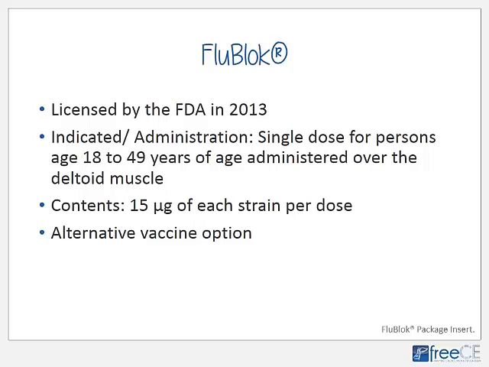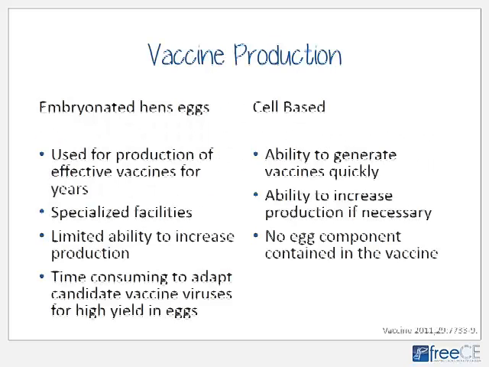Our next product is FluBlock, again licensed in 2013. It is indicated as a single dose for people between the ages of 18 and 49. Same administration over the deltoid muscle, same contents. It is an alternative vaccine option. And you saw when we talked about egg allergy, this is the preferred vaccine product in patients with an egg allergy because it doesn't contain any ovalbumin.